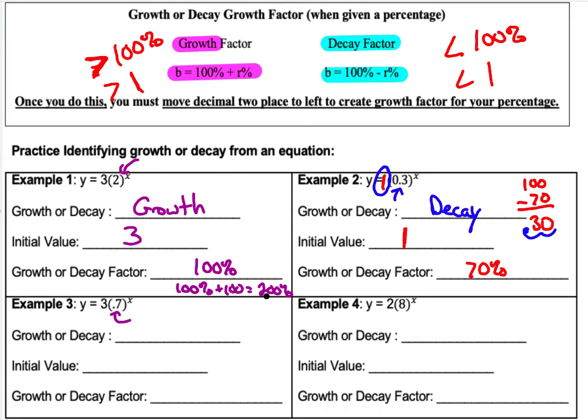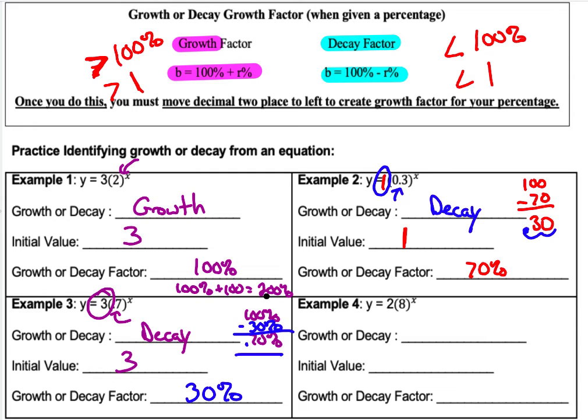All right, next one. We look in those parentheses. I've got a 0.7, so less than 1. That's going to be decay. My initial value is 3. That was my starting point. And it went from 100% to 70%, because remember, that's really what 0.70 is. So that means they must have subtracted 30% to get to 0.70. So my decay factor is 30%.